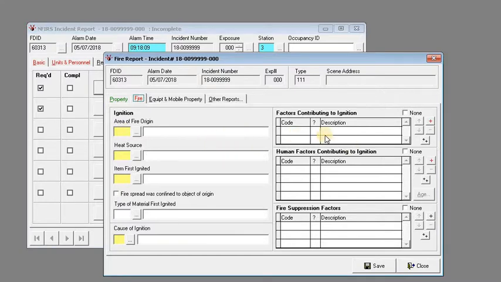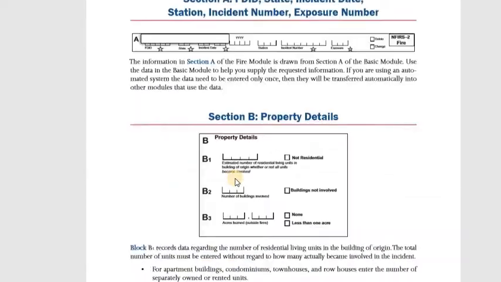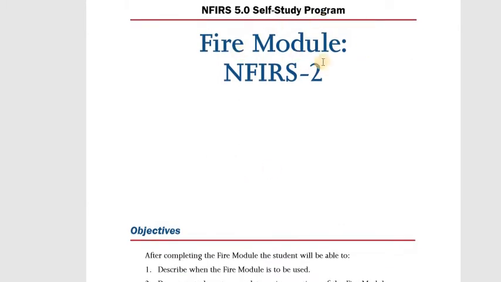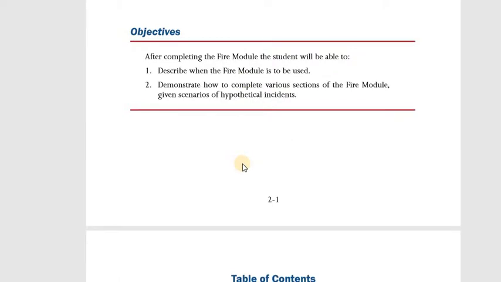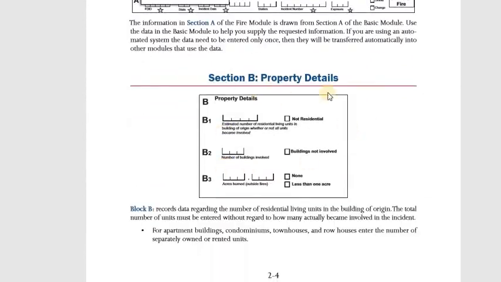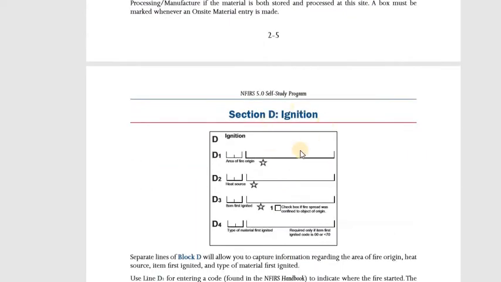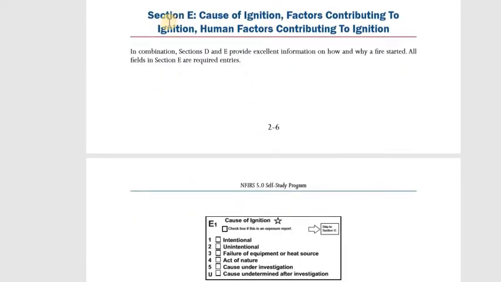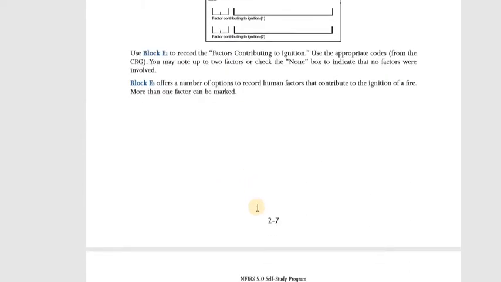Under the fire side of this, we will also have a PDF that goes over these types of items. It's the fire module NEFRS 2. This PDF will be in the folder with this, so you can refer back to it and go over some of the items that are in that section: ignition, cause of ignition, factors contributing to ignition, human factors contributing to ignition, so on and so forth.